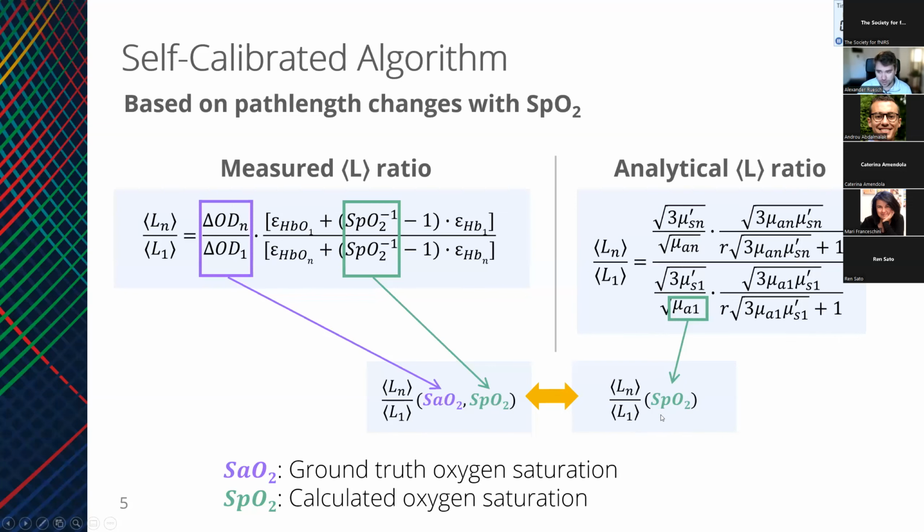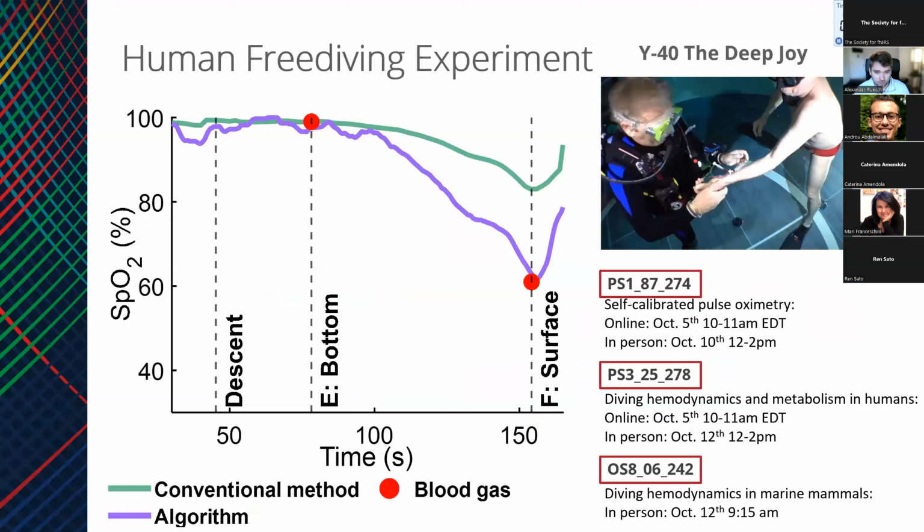If we test this in real life, here we had divers in Italy diving down to 42 meters deep into a pool, and they would get a blood draw when they reach the bottom, and then they would come back to the surface after a 2-minute breath hold and get a second blood draw. Our analytical solution fits this invasive measurement of 60% SpO2 very well, whereas if you assume a constant path length factor, you can see that it overestimates this.